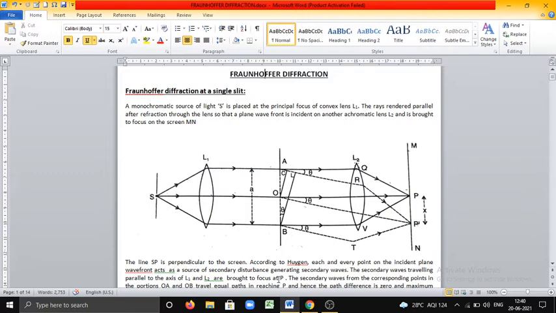First, let us discuss Fraunhofer diffraction at a single slit. How we can produce Fraunhofer diffraction in the laboratory.